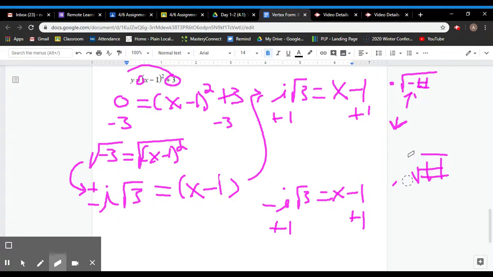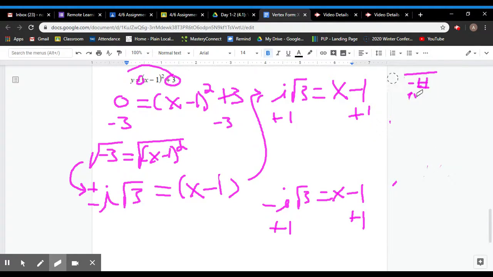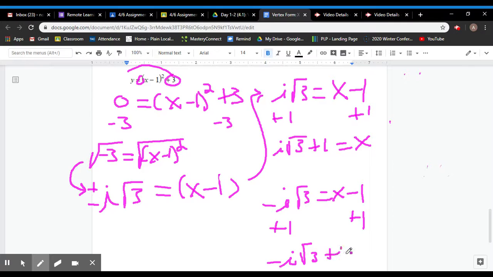All right. Get rid of this over here so I have room. So in this top one, I'm going to have i radical 3 plus 1 equals x. And for the bottom equation, you are going to have negative i radical 3 plus 1 equals x. All right. These, so this and this, are technically your x-intercepts, but you can't graph these points, right? Because we don't know how to graph i.